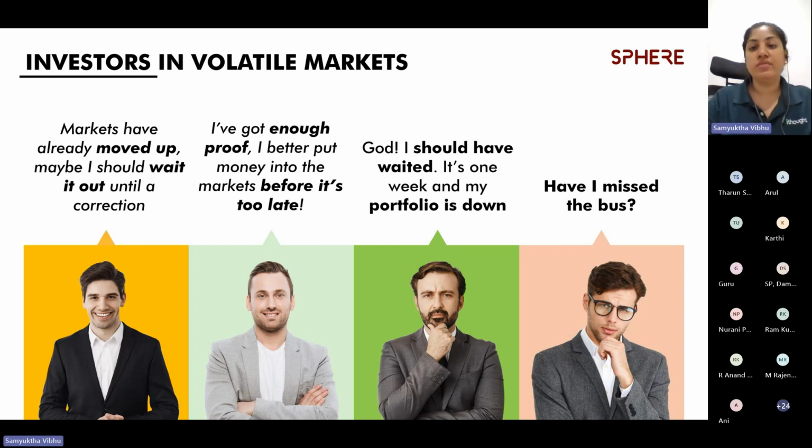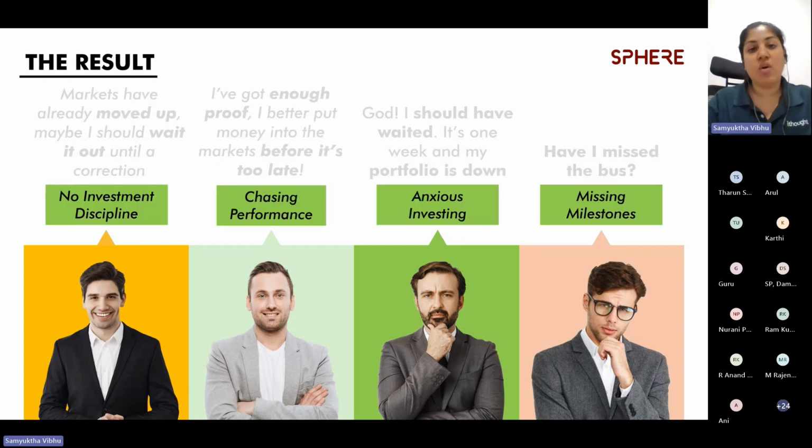And when you have this kind of context, what is the consequence that the investor faces? If you look at the result of this behavior, the person who is trying to time the market and waiting and saying that, okay, this has happened, that has happened, doesn't have any investment discipline. And that is an expensive price to pay. Then those who wait for proof and then participate generally tend to chase performance, right? And when you chase performance, your returns are actually going to be lower because you missed the first early extra return that you could have made by being a little patient.